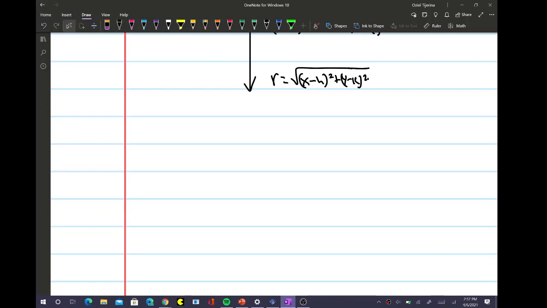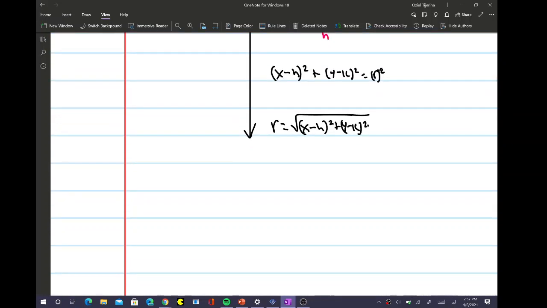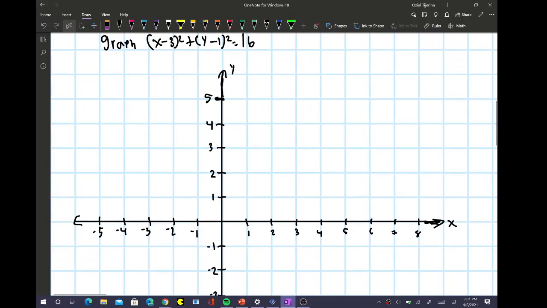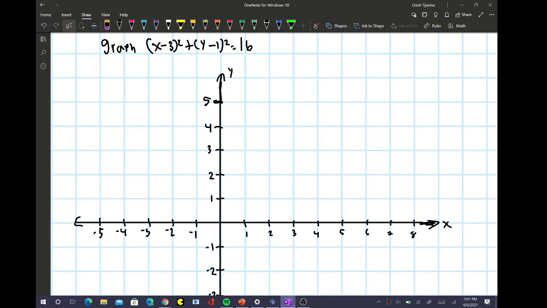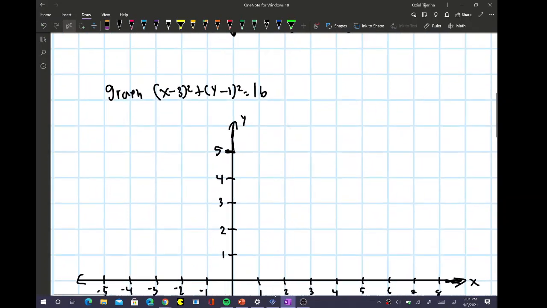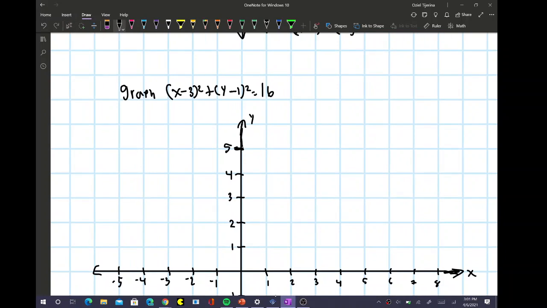So basically, let's say we have the following. Give me one second while I make up a problem really quick. Okay, so let's say we have this problem here. We want to graph x minus 3 quantity squared plus y minus 1 quantity squared equals 16, okay?